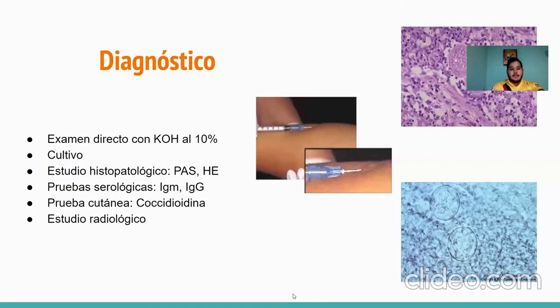And then you could have the skin test. The skin test works with an intradermal reaction with coccidioidin, and if it's positive, symptoms could appear after 4 to 20 days. And finally, we could have a radiological study, which could be just a common chest X-ray or CT.